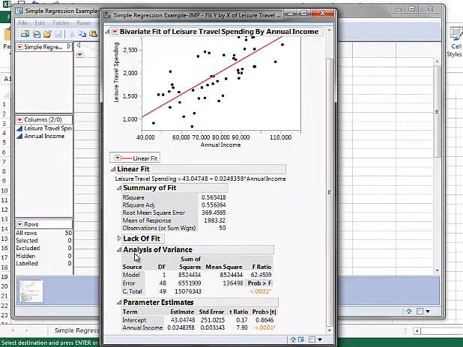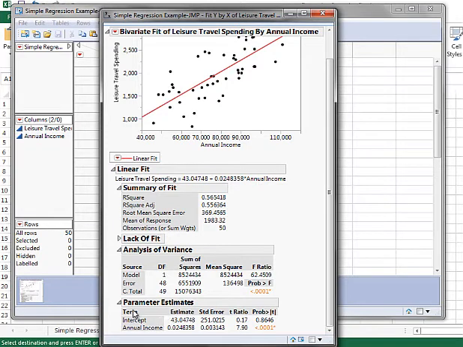annual income. In the ANOVA table, we can see sum of squares for the model and error, for the regression and residuals. Mean square, which is the ratio of the sum of squares over degrees of freedom, and then the ratio of mean square model over mean square error, the F ratio. And the F test, which determines the significance of the model, has a very small p-value. That means our regression model is significant.